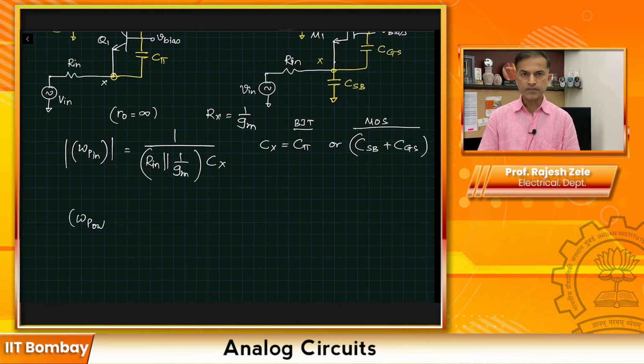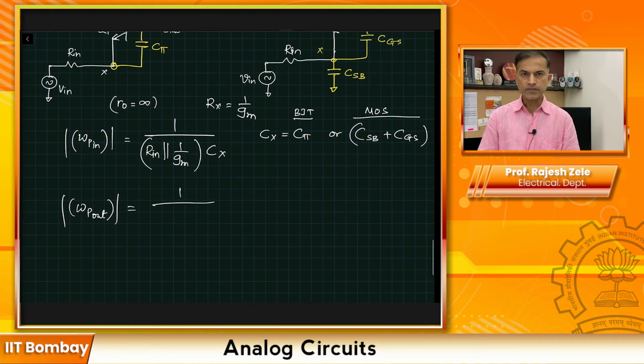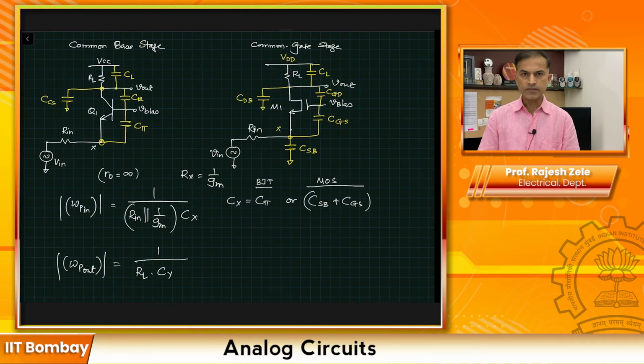Omega P out, the pole at the output node, is going to be, what is the resistance at the output node? In this case, it's going to be RL in parallel with all the capacitances which are from the output node to ground. So let's write that out. So that would be RL times CY. So in case of a BJT, CY will be equal to C mu plus CL plus CCS. In case of MOSFET, this will be equal to CGD plus CDB plus CL.